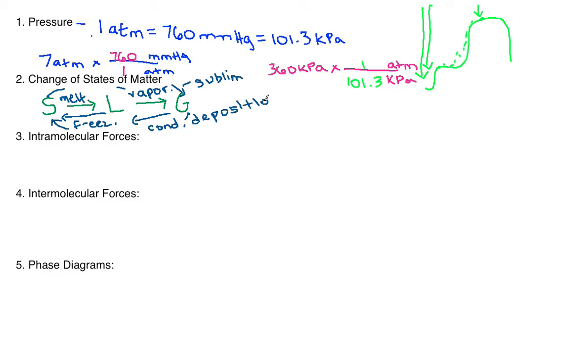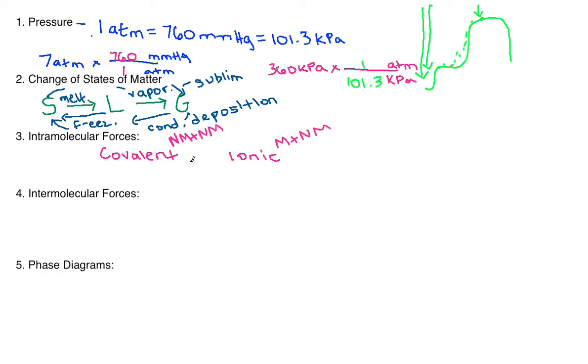Now, let's get into the heart of it: intra versus intermolecular forces. Intramolecular forces mean within that molecule, and there are 2 different types. Within one specific molecule, it can be covalent, or it can be ionic. Covalent, remember, occurs between a non-metal and a non-metal. Ionic is between a metal and a non-metal.